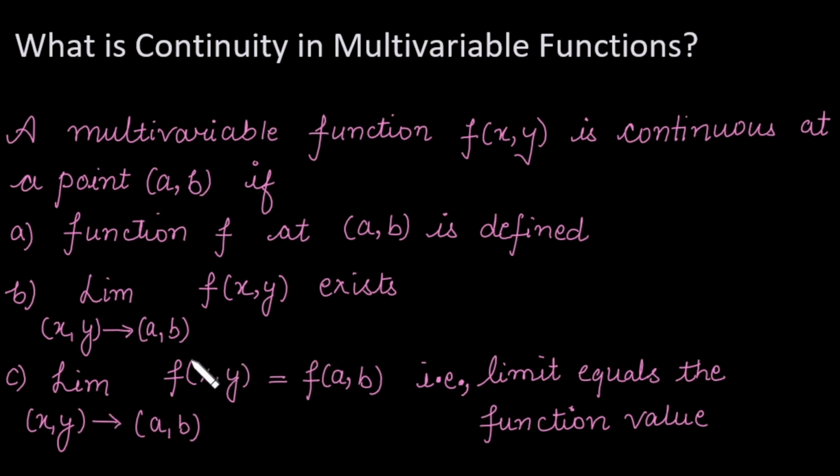Finally, for a function to be continuous at a particular point (a, b), the value of the function at that point must be equal to the limit of the function as (x, y) approaches (a, b), that is the same point. In other words, there should not be any sudden jump or gap in the function value at that point. When these three conditions are met, we say that the function is continuous at that point.